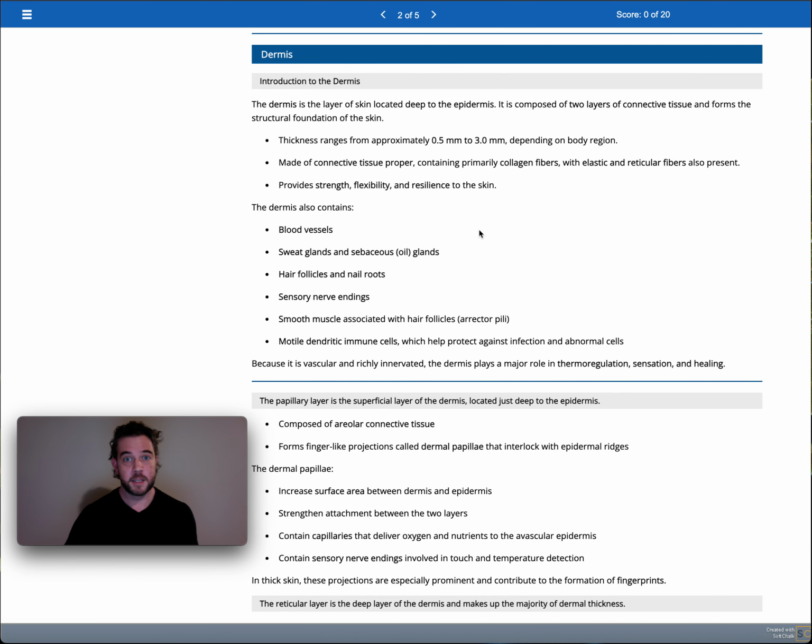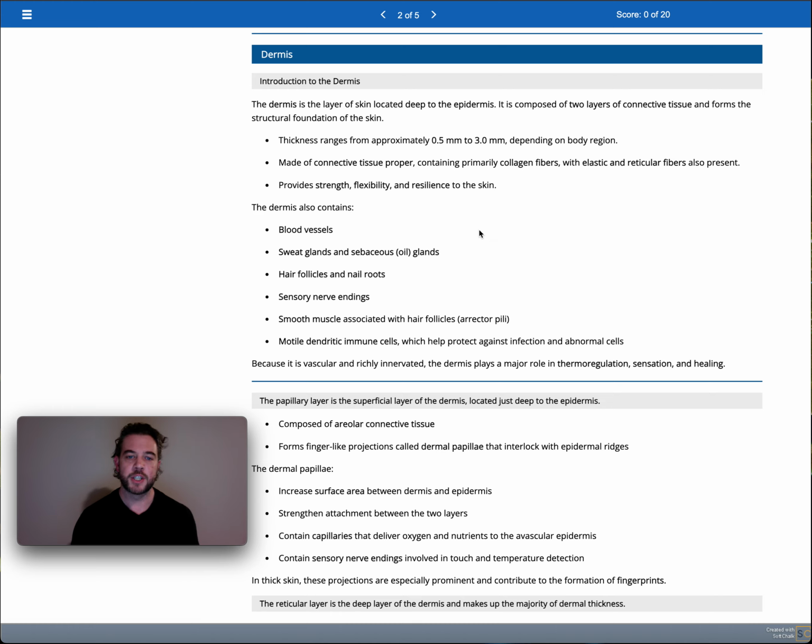Again, a lot of the important cell structures that we need to see, those layers of the epidermis, as well as the skin color. So now let's get into the dermis. Let's get into that deeper layer. The dermis is located just deep to the epidermis. It has 2 layers of connective tissue. So where the epidermis had its 5 strata, the dermis has 2 strata that we're going to be looking at.